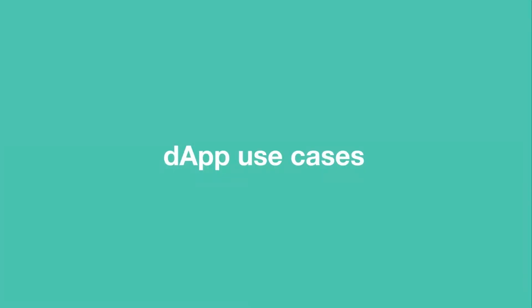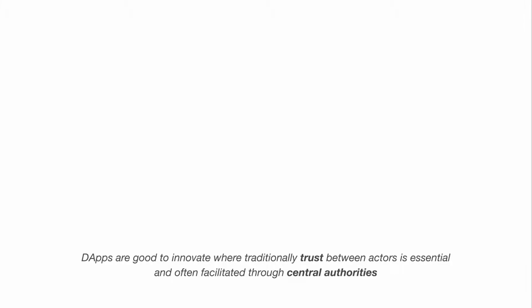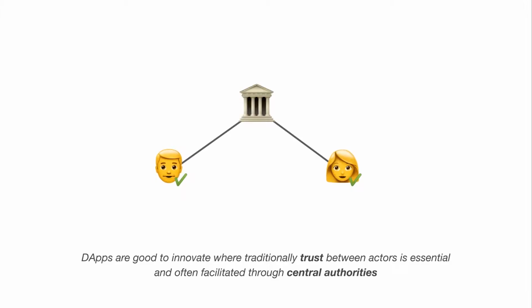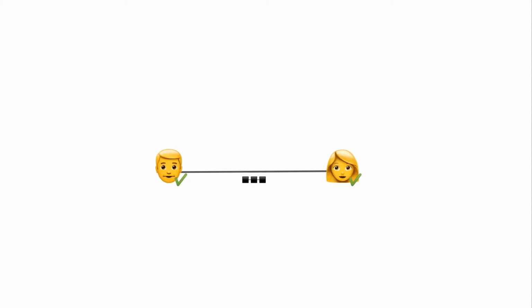So the big question is, why should you build a dApp? And when might one be useful? dApps are generally useful in application areas where trust plays an important role in the interaction between parties, and where this trust was traditionally facilitated by central authorities. dApps can remove the intermediary and build secure, fast, cheap, and transparent alternatives to centralized systems.